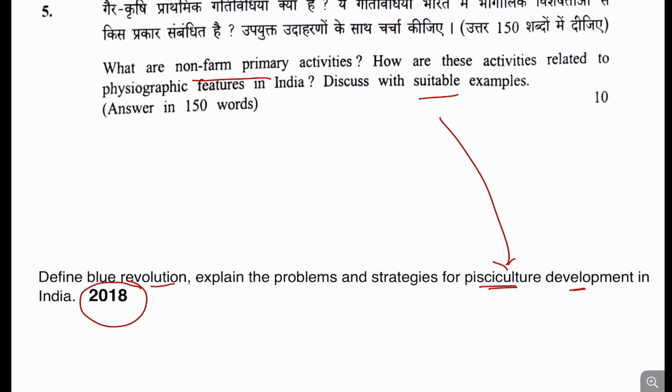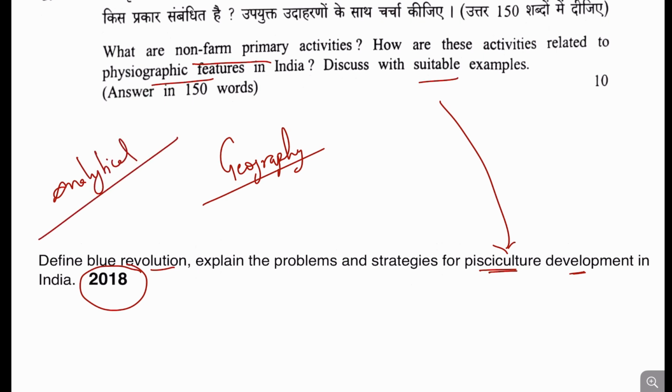So this is also a question which has been derived from the geography syllabus, right? Now you have to relate these geographical features and non-farm primary activities with the physiographic features of India as well. Okay, so this was the analysis of this previous year question. Okay, and fairly it is a type of question which is analytical, right? And this is also an analytical question.